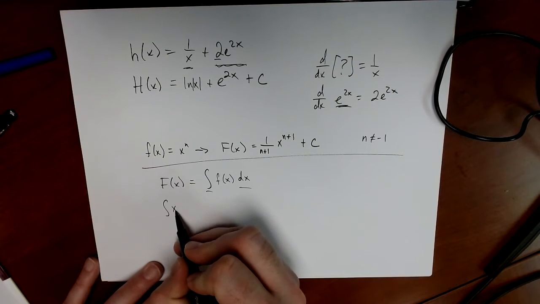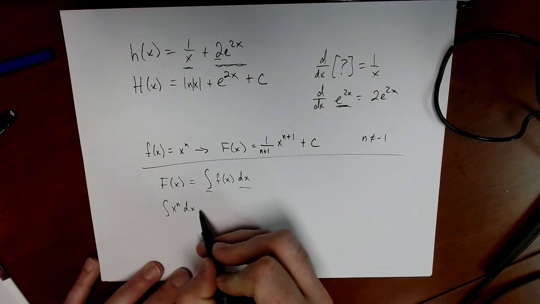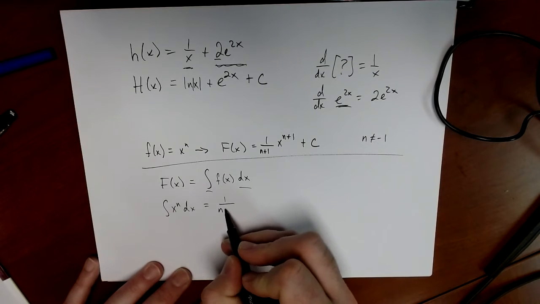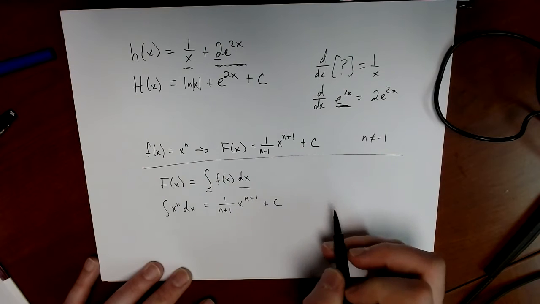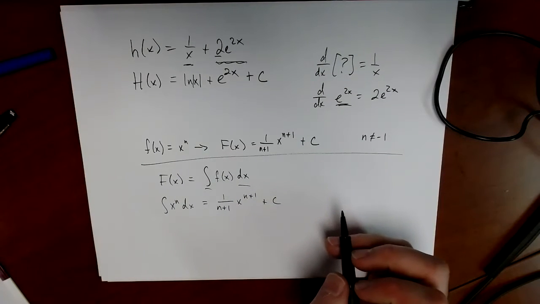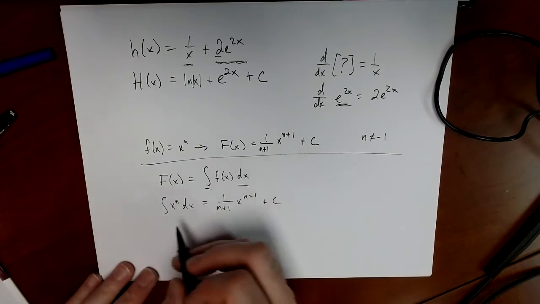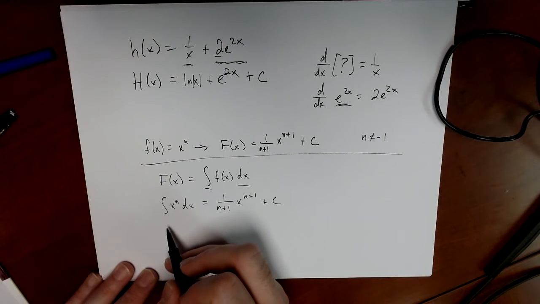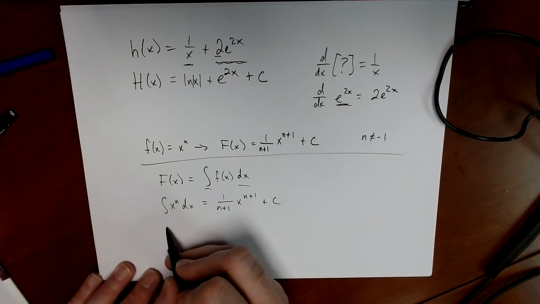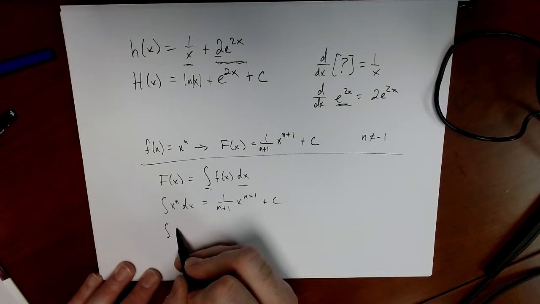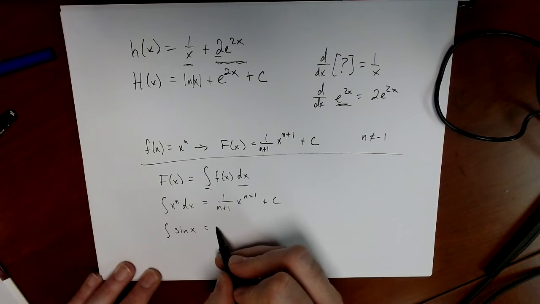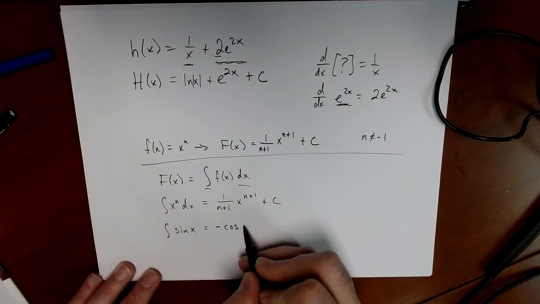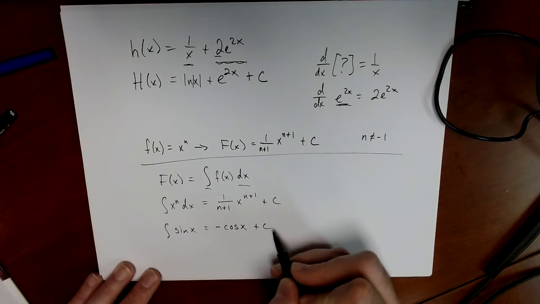So the antiderivative of x to the n with respect to x is 1 over n plus 1, x to the n plus 1 plus c. What else do we have? We got a bunch of trig formulas. So the antiderivative of sine x is equal to negative cosine x plus c.